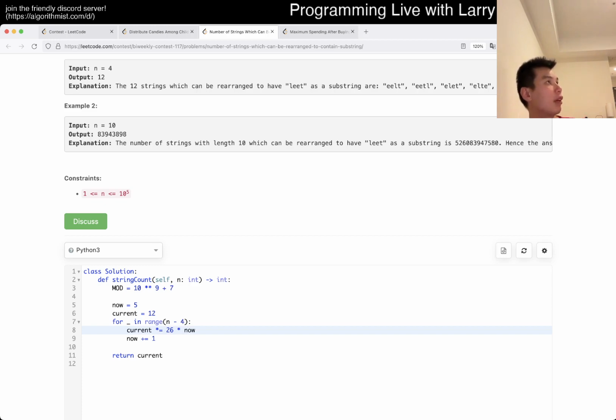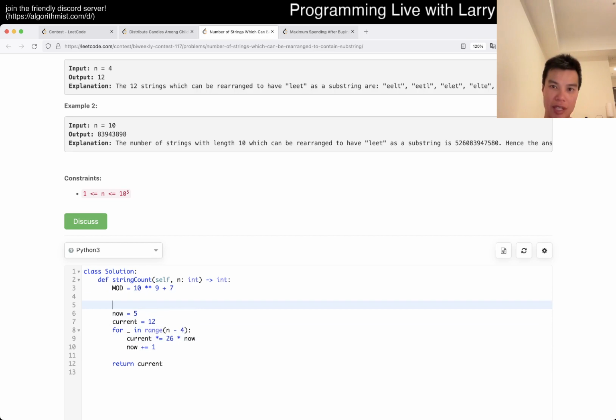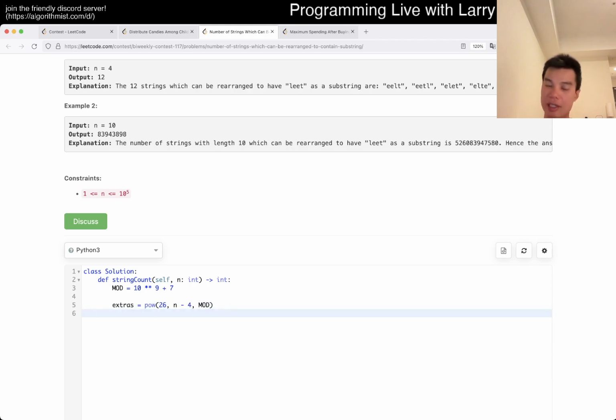Maybe the other way to think about it is, okay, we have 26 characters, 26 to the n minus 4, and then now we put in the 4 characters. Maybe that's a better way of doing it. Okay, so you have power of 26 and minus 4. Remember to mod, made that mistake before. So we have extra characters as you go to this, and then now we have to put in the 4 characters, right?